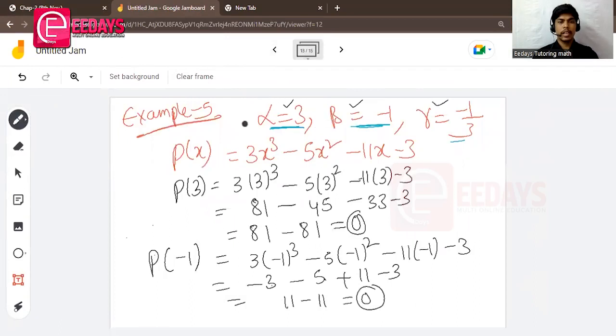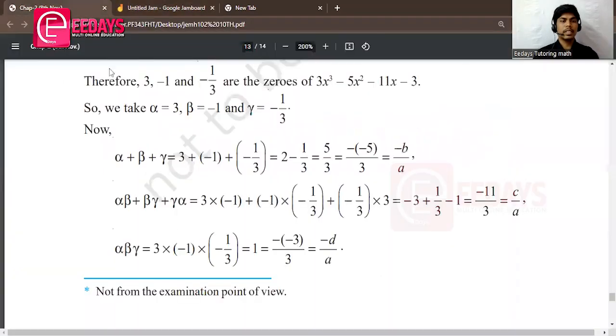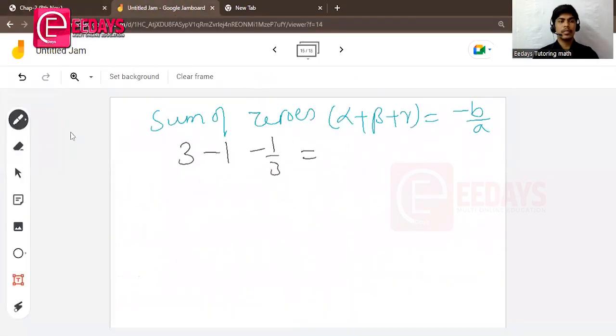We didn't identify any a, b, c yet. In the equation 3x cube minus all those things, minus b by a is nothing but minus of minus 5 by 3.